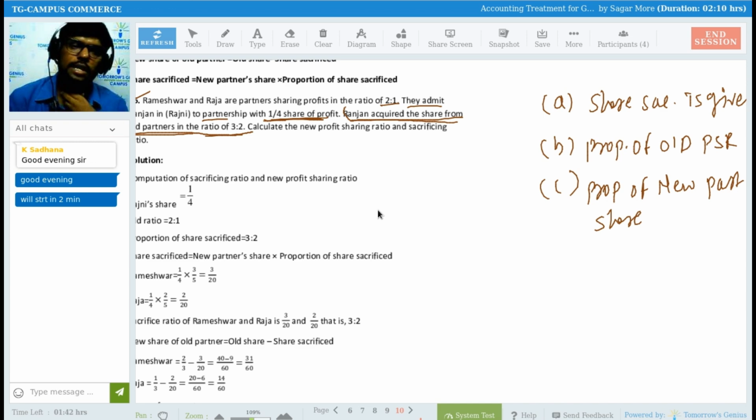Tell me, is it A case, B case or C case, Shivarish, Sadhna, Dhanushri? C case, sir. Okay, Dhanushri told, yes, correct. Sadhna, Shivarish? C, sir. C case, yes. So start solving.